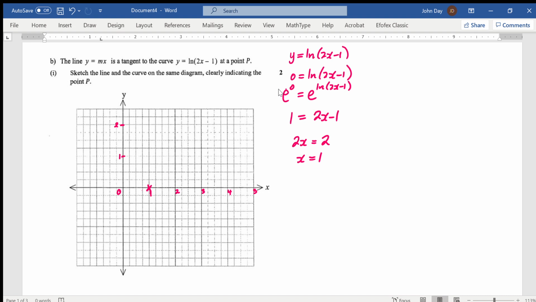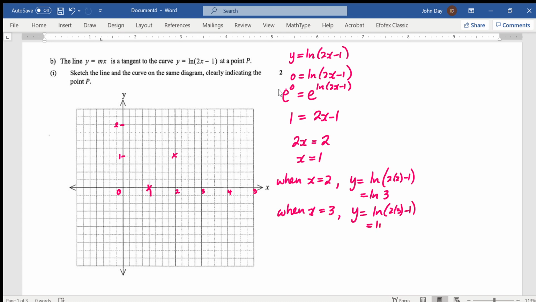Now, I could quickly draw it in the HSC, but given that I'm wanting a nice diagram for my explanation, I'm just going to find a couple of other points. So when x equals 2, y equals natural log of 2 times 2 minus 1, so natural log of 3. I'm going to plot that point, 2, and the natural log of 3 is 1.09, so we're about there. And then when x equals 3, y equals the natural log of 2 times 3 minus 1, so natural log of 5.